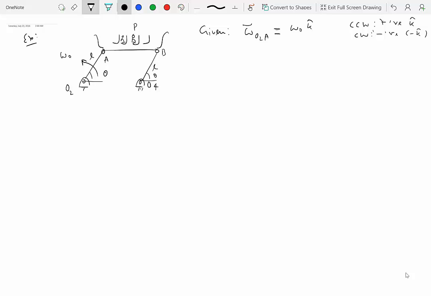right? So what I'm going to do is I'm going to draw my coordinate system, because I'm going to be writing all these vectors. So I'll locate my coordinate system right at the point O2. Okay. So we are interested in the velocity of the point P. So find velocity of point P. Okay. So first of all, what is the motion of AB like? That's the first question we need to answer.